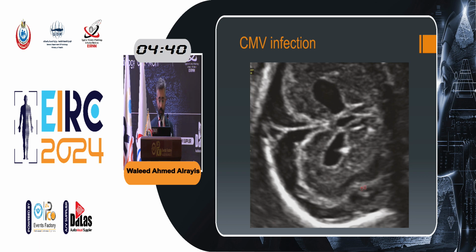This is a coronal view of the ventricles. We have cerebral atrophy here. We have dilated anterior horns of the ventricles, and we have some calcifications, which confirms the diagnosis of congenital infection. Most commonly it is a cytomegalovirus infection.